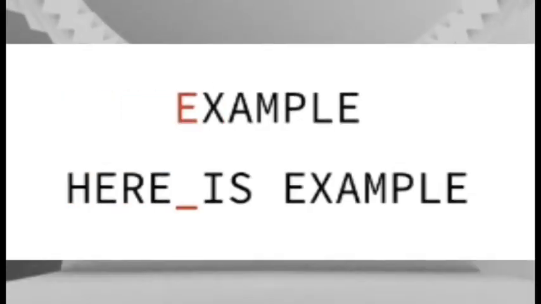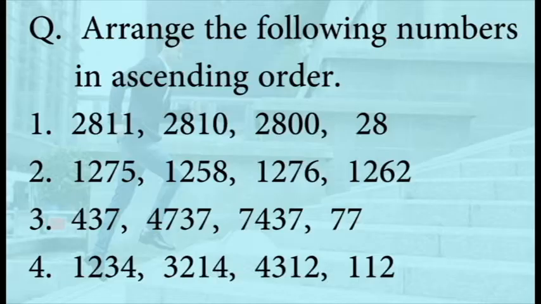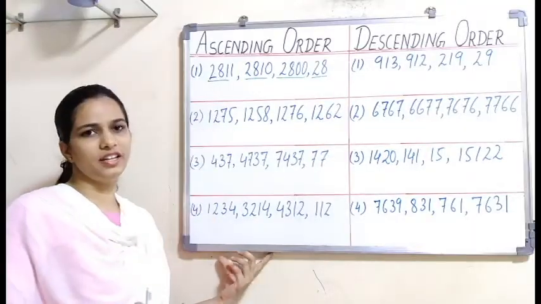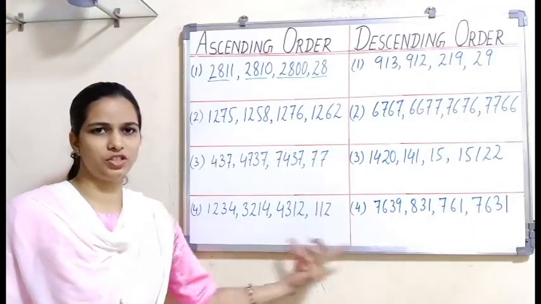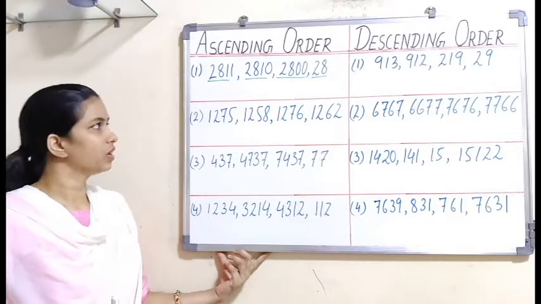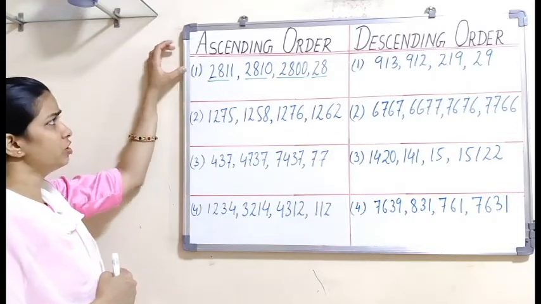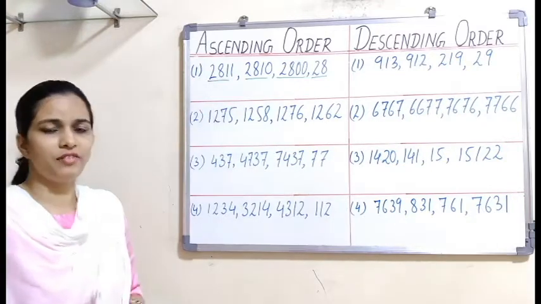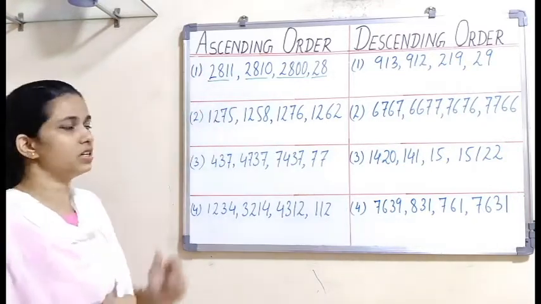To better understand the concept, we have certain examples. Let us solve and find out the answers. So here in each section we have 4 questions, 4 examples. Now in the first one, we have 4 numbers given and we have to arrange these numbers in ascending order.